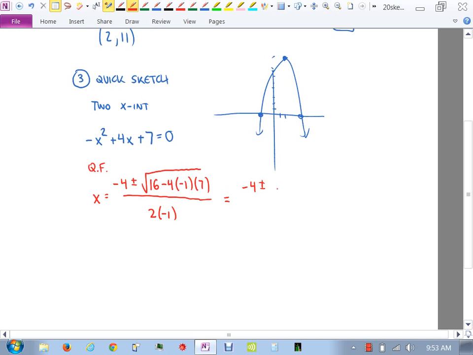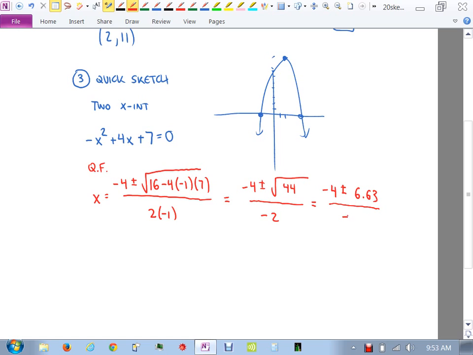Negative 4 plus or minus the square root of, let's see what we get in there. That should be 16 plus 28, 44, square root of 44, all over negative 2. So I need someone to get me the square root of 44, please. It's like 6 point something. 6.63. All over negative 2, which equals, now I'm going to do my plus and my minus.